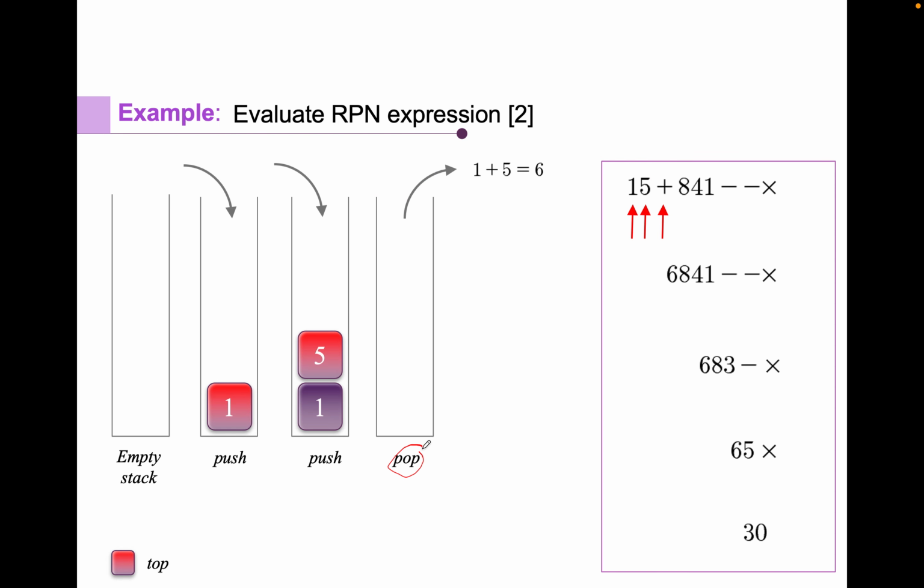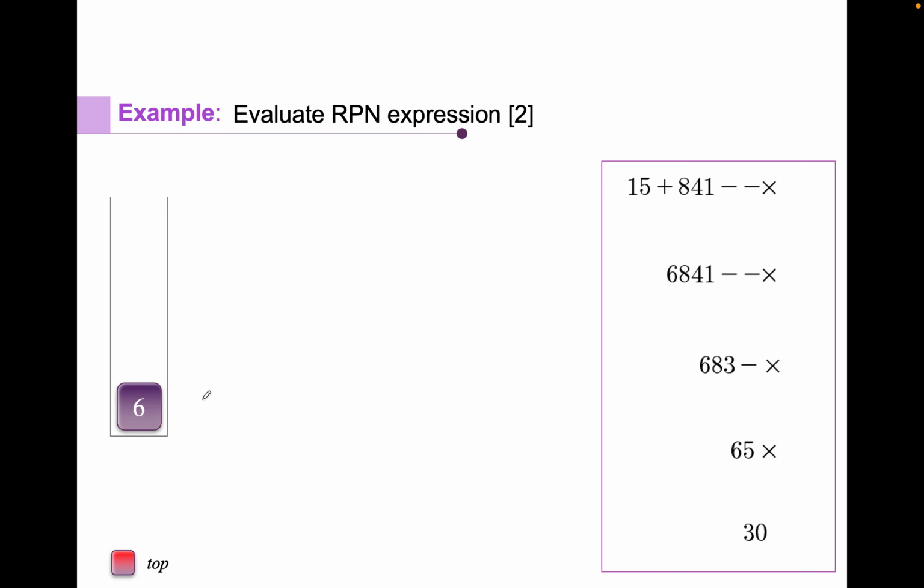Not pull, okay, push and pop. So you're going to pop. That's why you have 1 plus 5 equal to 6. When you have this, you store back, you push it back to your stack over there. Then after you have this, you scan again.